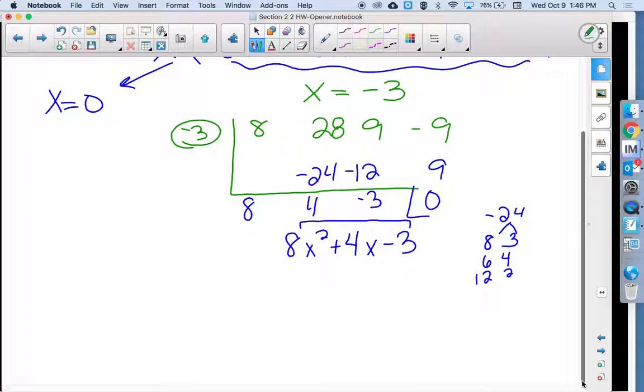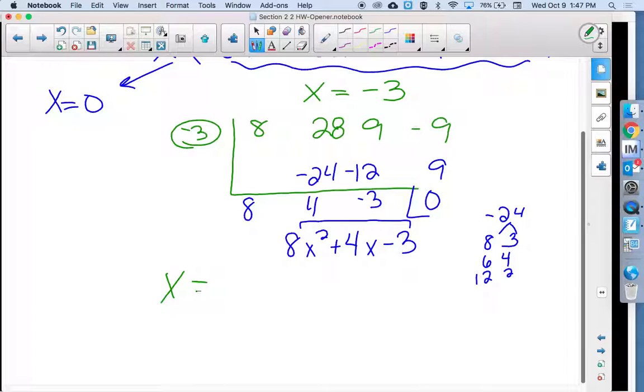Jacob, couldn't you always use the quadratic formula though? Yes, you can always use the quadratic formula, as long as it's x squared. You can also use completing the square. Some people prefer completing the square. You can complete the square with that too.